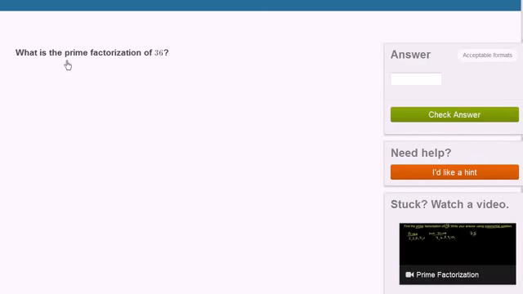We're asked, what is the prime factorization of 36? Let me get my little scratch paper out. So the prime factorization of 36. Let's start with the smallest prime number we know, and that is 2. And think about, does 2 go into 36?